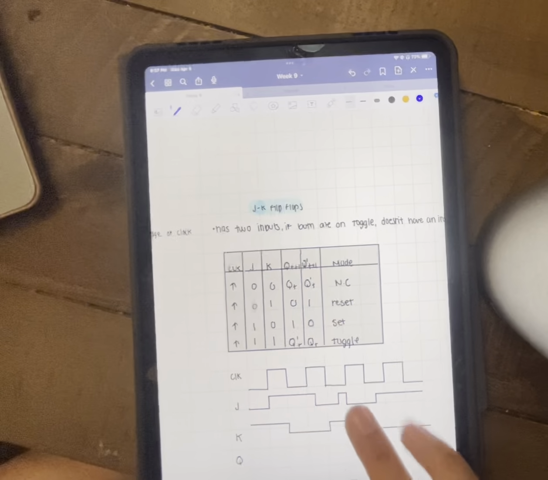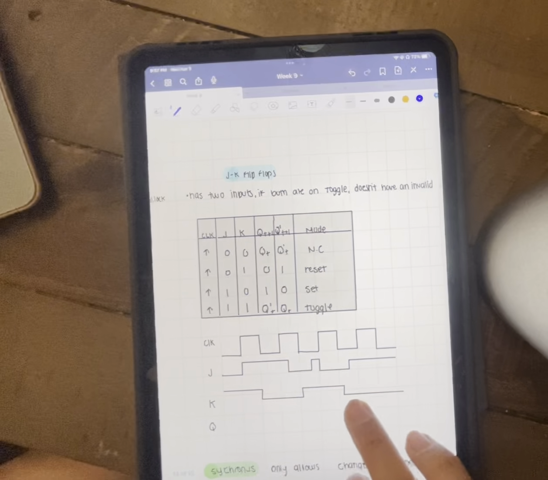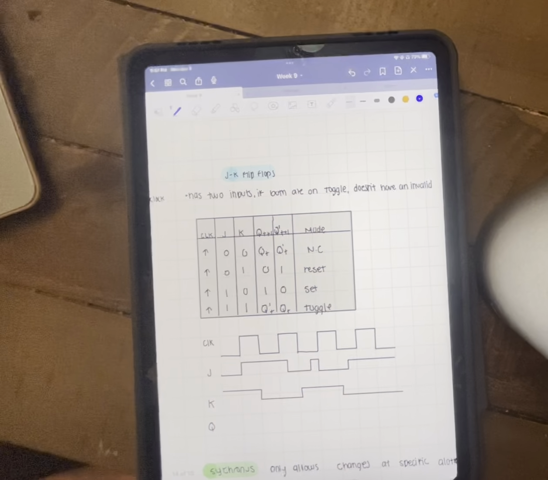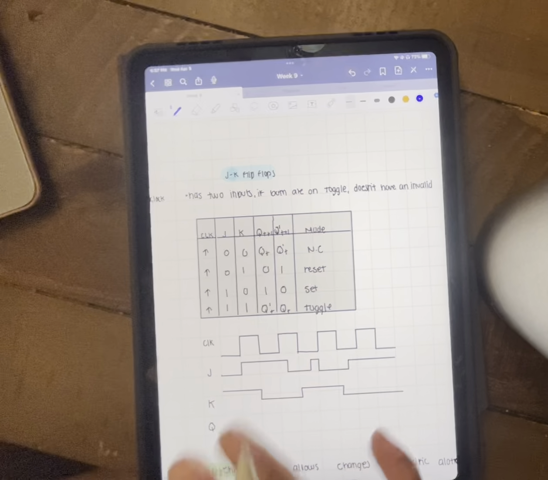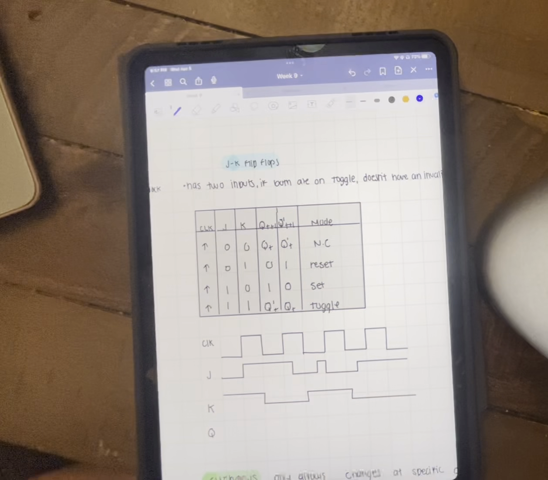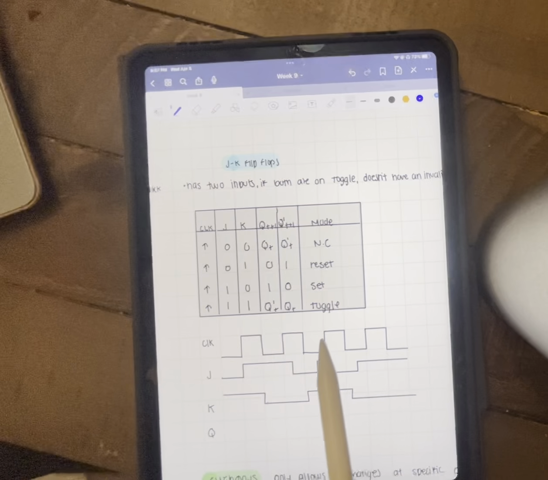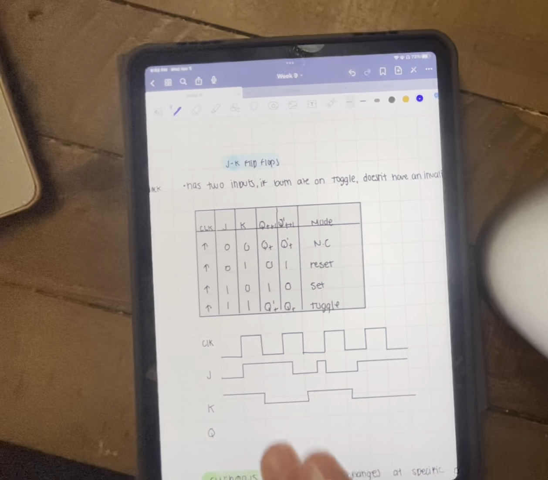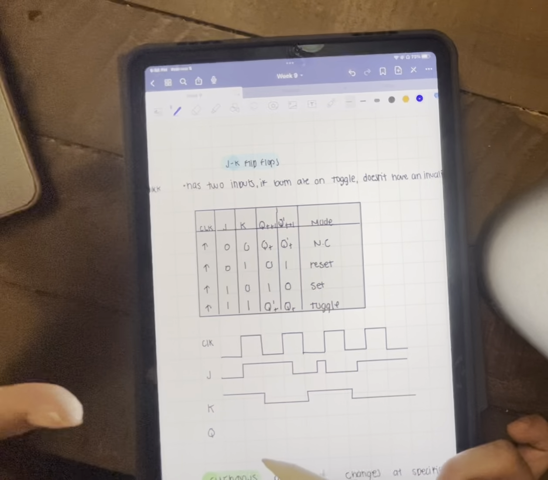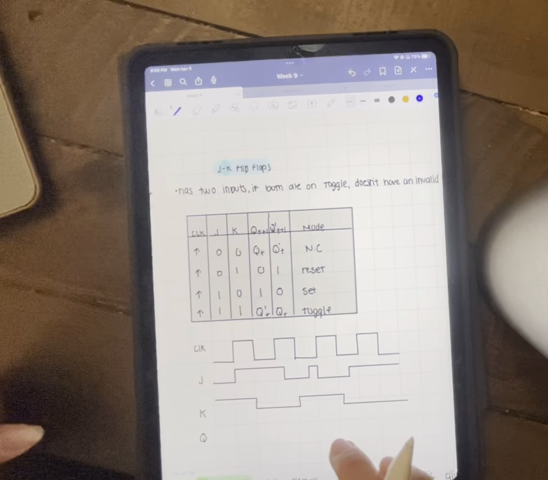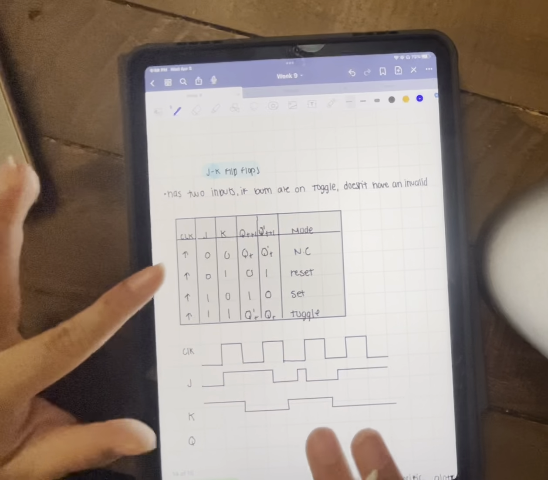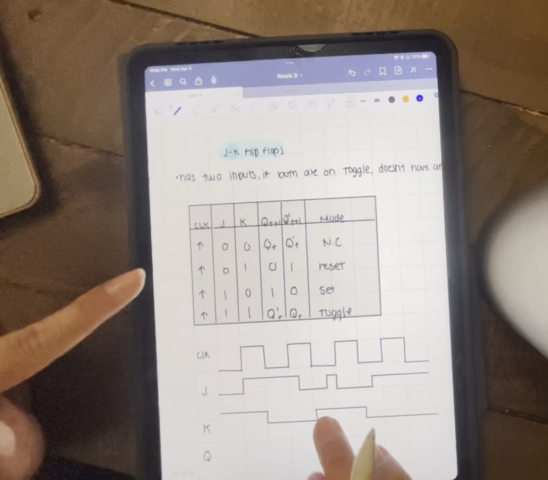The next one we're going to go over is JK flip-flops. And the difference in this is that it has two inputs, and if both of the inputs are on, then it's going to toggle, meaning it's going to switch values, and it doesn't have an invalid mode.